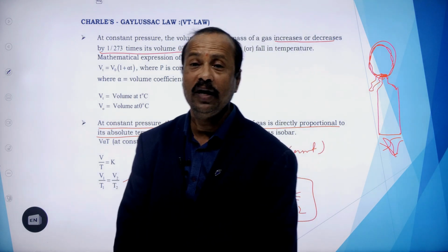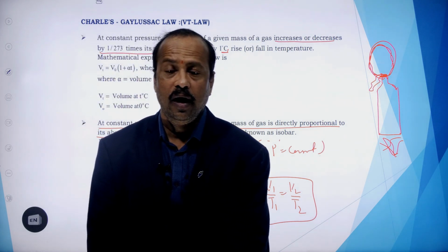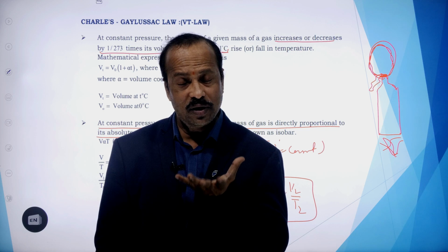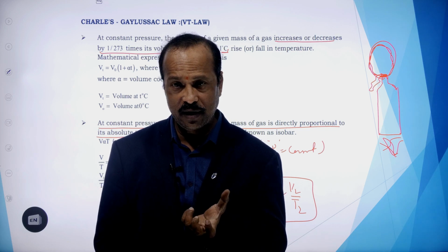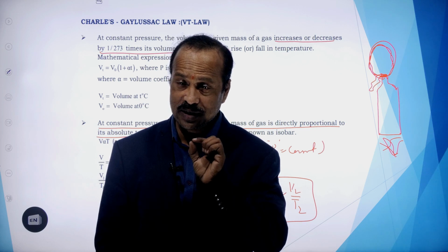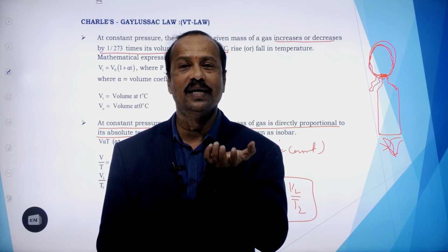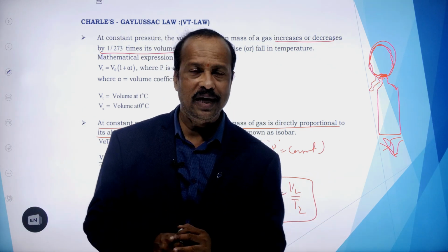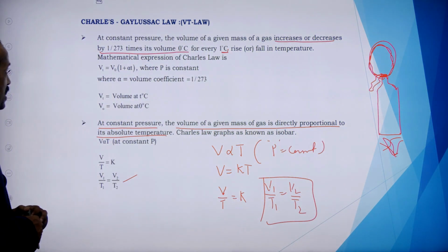Means what? If the temperature is raised by 1 degree, then what was its actual volume at 0 degrees? For that volume, 1 by 273 part of that will be increased. Okay, so this is in detail. So, that's called Charles law.